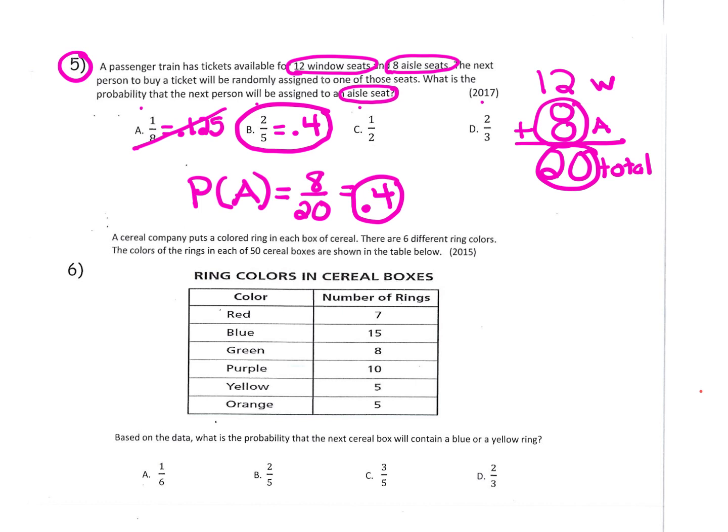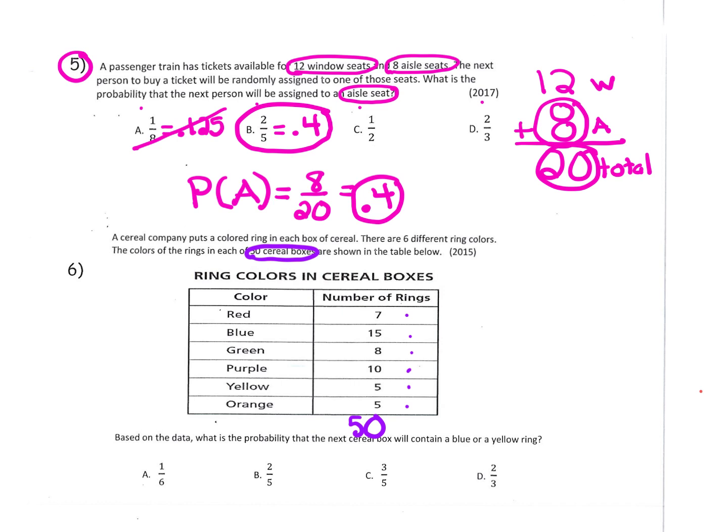It states, a cereal company puts colored rings in each box of cereal. There are 6 different colors. The colors of the rings in each of 50 boxes are shown in the table below. Well, we're given all the parts, but we typically need a total. So take a moment and add up and get the total number of rings represented. You should see that our total is 50.